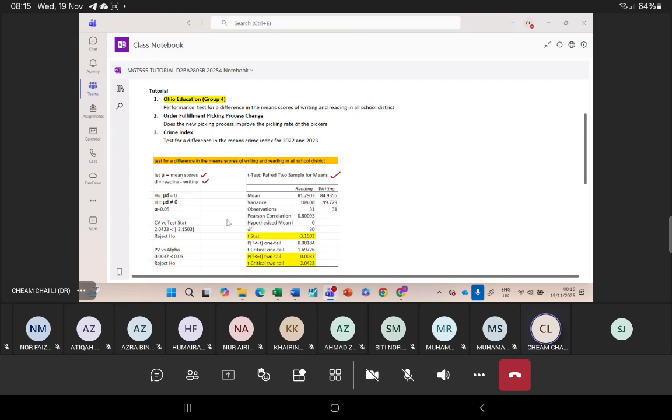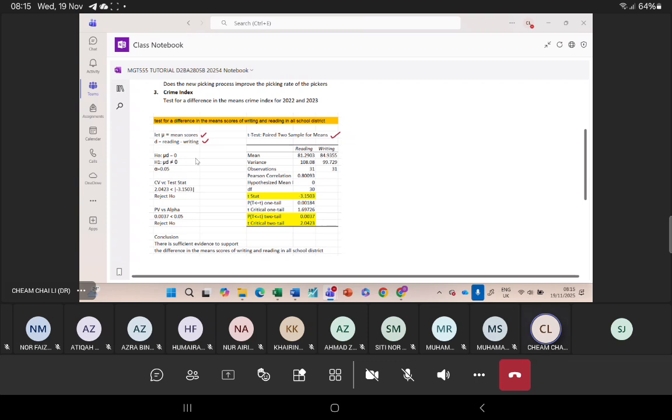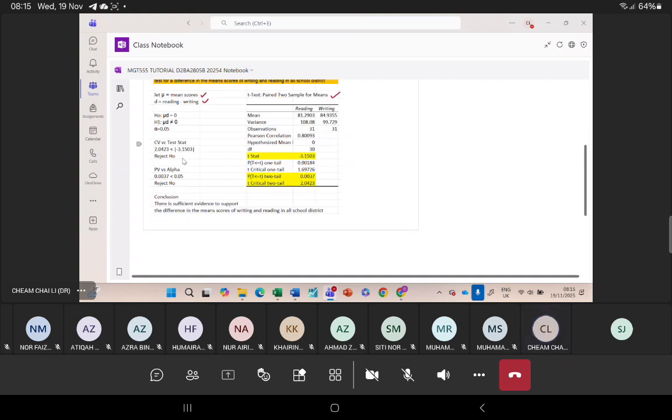Right? So this is the paired sample. Writing and reading is not independent data. Yeah, it is based on the same source, right? So mu d is equal to 0. This is correct. And then you refer to the two tails, p-value and critical value.